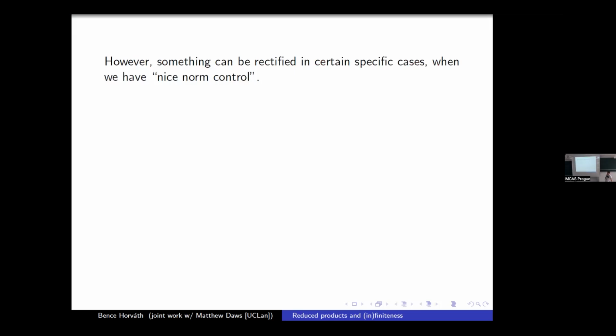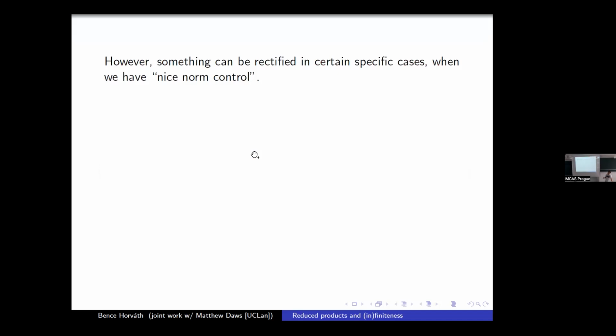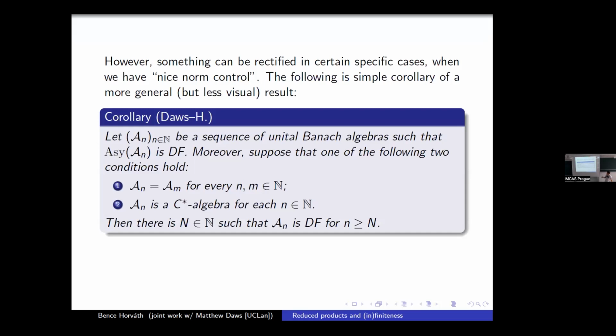But in certain instances, the converse is true. So in certain cases, the converse of this theorem will be true. However, basically the bottom line is that it works when you have nice norm control. I don't want to give the specific quantitative details for that because it's very non-illuminating, but here are two examples when the converse is true.